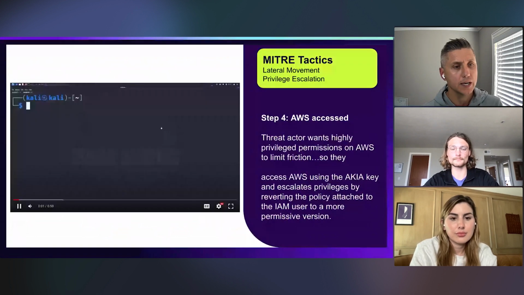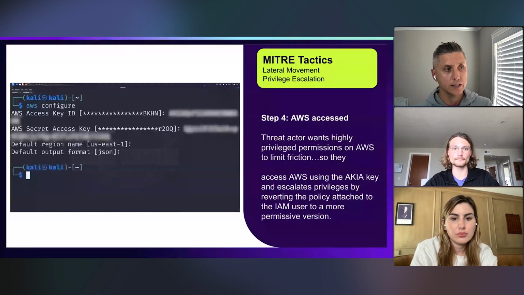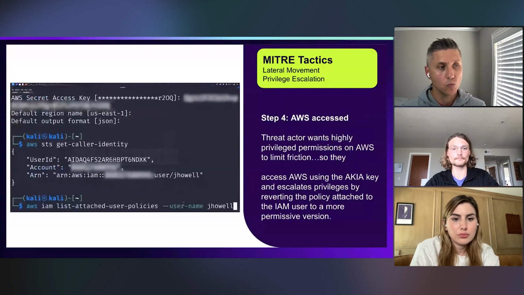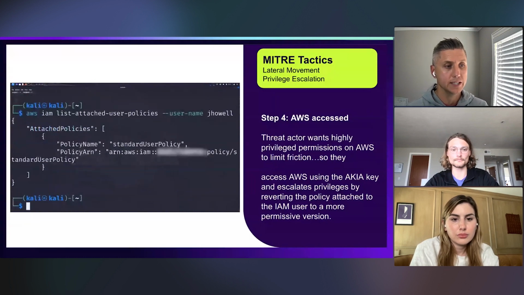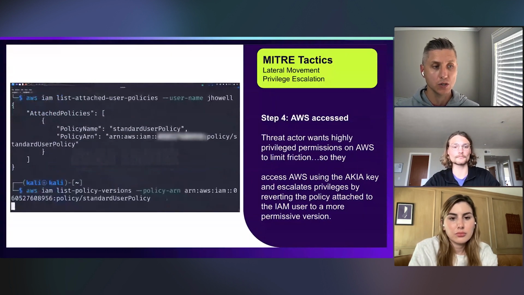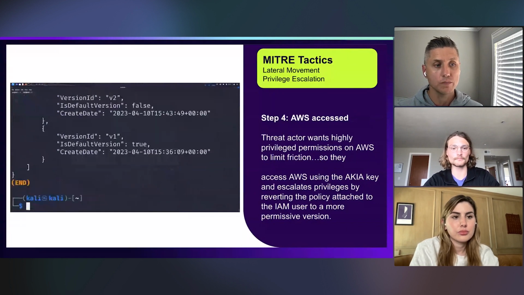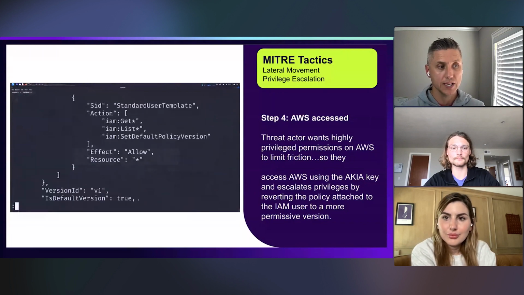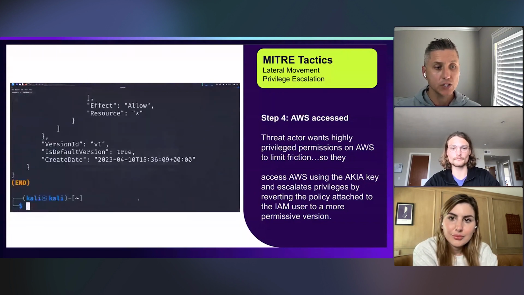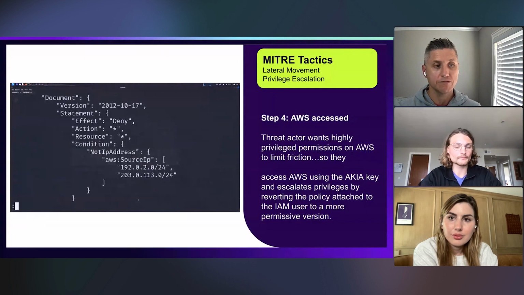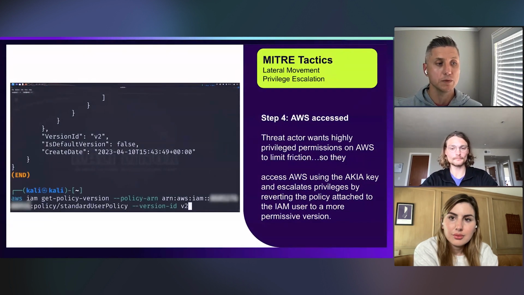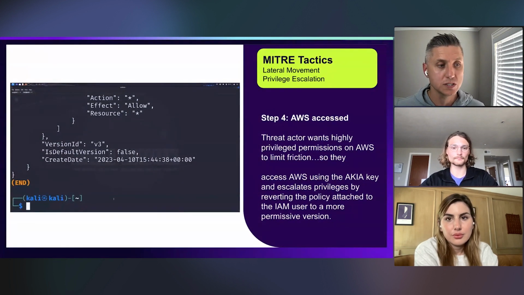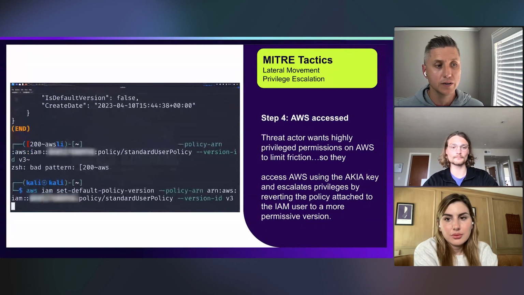What we see here is the threat actor configuring the AWS CLI with the stolen credentials. Once they've done that, they will identify who the user is, who those credentials belong to. They're then going to list all the policies associated with that user, identify how many versions that particular policy has, and going through each version, identify which version is the most permissive. The reason being is they want as many permissions as possible, so they don't run into friction.